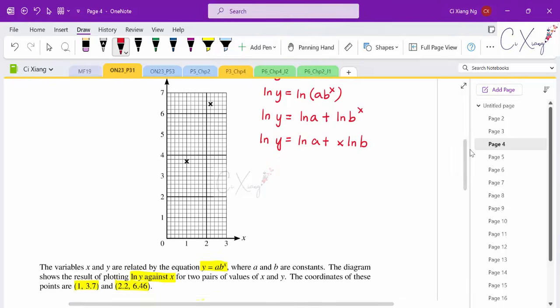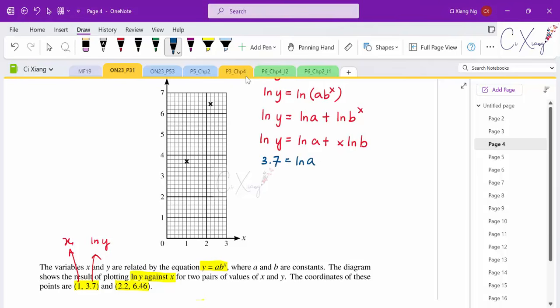Okay, so now in this question they are saying that these two points are the passing points. Basically you should know that the value of x is 1 and the value 3.7 from this diagram actually means ln y. So I want to substitute the first point into my equation. If I substitute the first point, ln y will be equal to 3.7. That equals ln a, I don't know what the value is, I want to find out. What's the value of x? It is 1. So you're having ln a plus ln b. And this will be my very first equation.